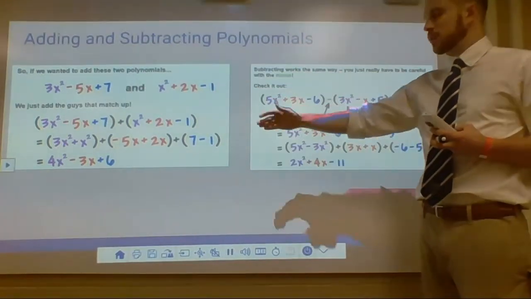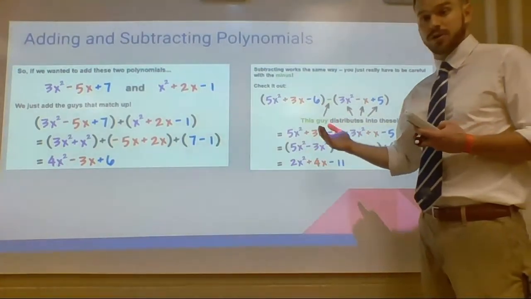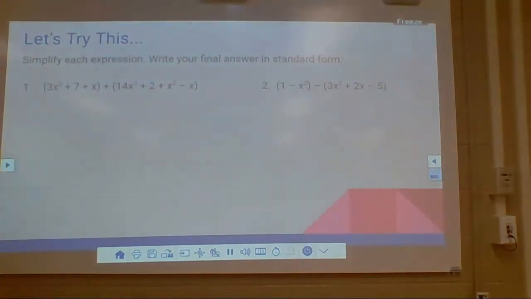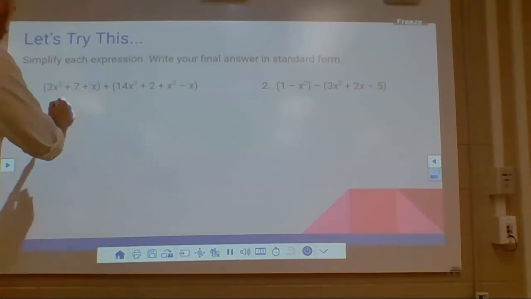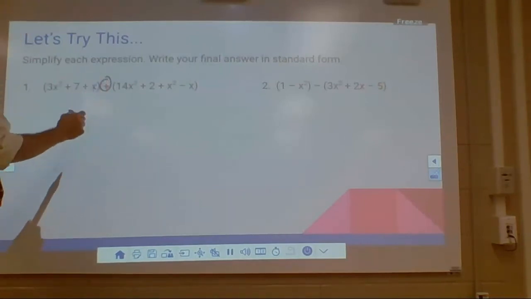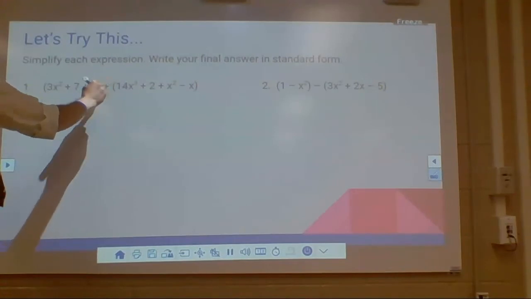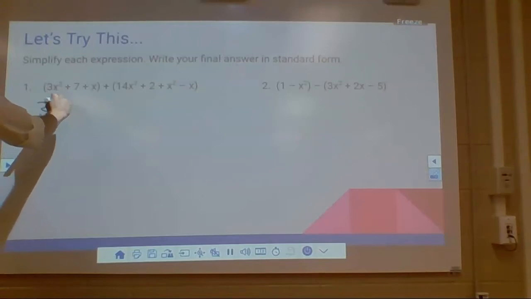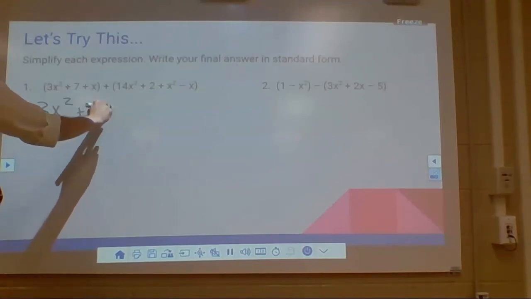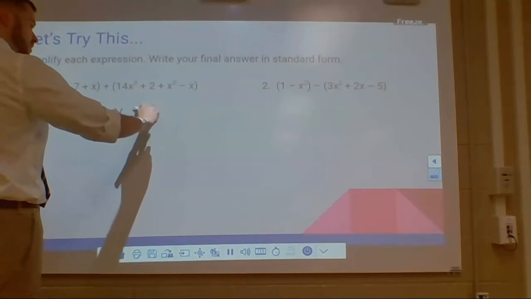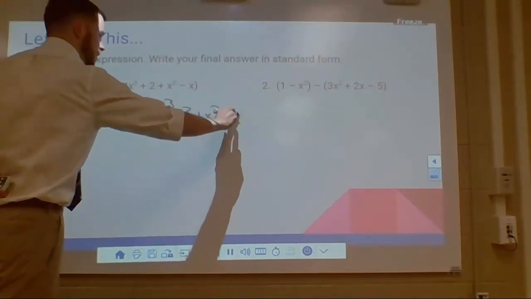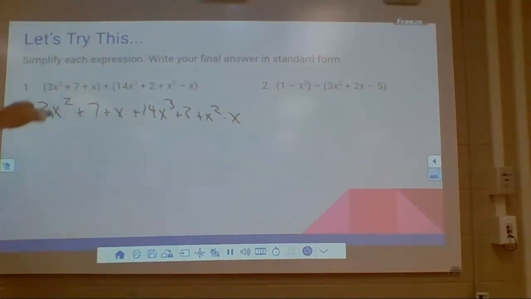Here's some examples that you can look at on your slides. You remember you should have those slides out. So we want to simplify each expression, and we want to write our answer in standard form. Now let's look at number 1. We see that we are adding what's in the 2 parentheses. So if we're adding, we can just go ahead and drop the parentheses. So 3x squared plus 7 plus x plus 14x cubed plus 2 plus x squared minus x. So if we see addition, just go ahead and drop the parentheses.